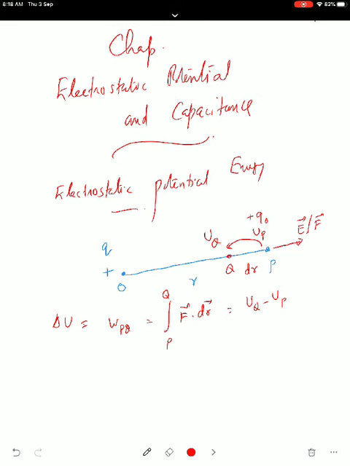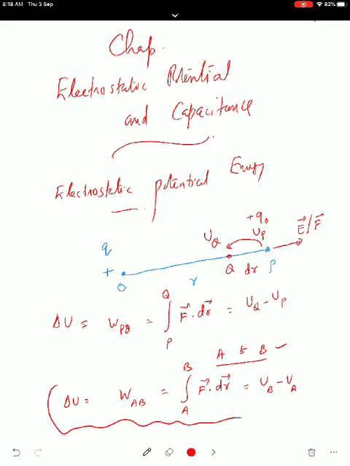So conveniently, instead of writing point P and Q, we write the points A and B. So take 2 points A and B in an electrostatic field. What is the change in potential energy between these 2 points? That is the work done in taking a test charge from A to B. This is obtained by line integral F vector dot dr vector. This work is done from A to B. This is equal to potential energy of the final point minus potential energy of the initial point. So you can remember this.